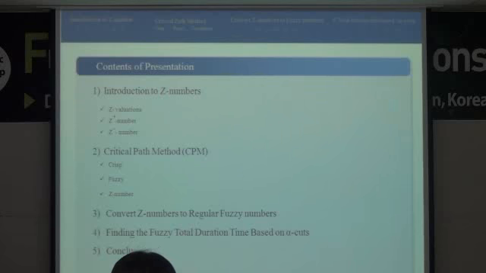And then we will see how we can convert a Z number to the regular fuzzy numbers. And finally, I will describe a model which is based on alpha odds, and we can use this approach to solve this problem like that.